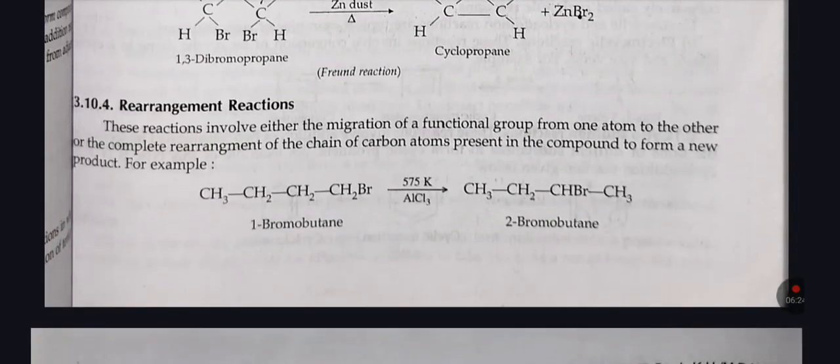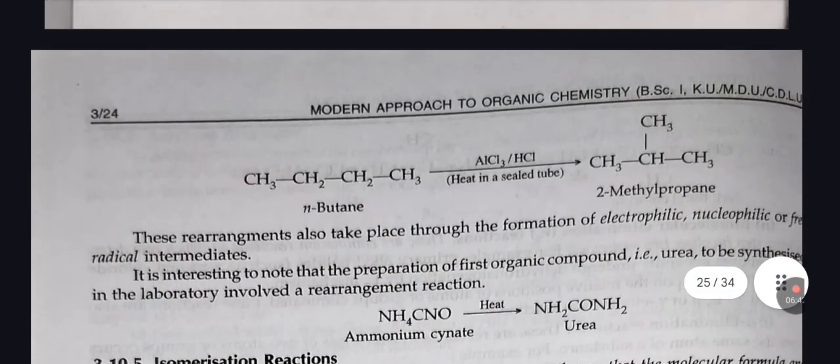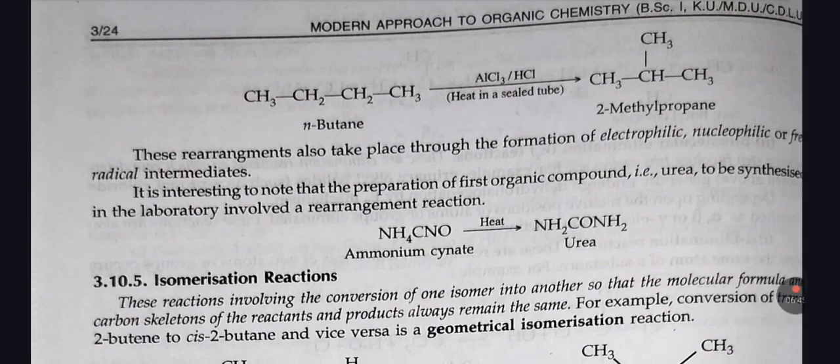Rearrangement reaction. These reactions involve either the migration of a functional group from one atom to the other or the complete rearrangement of the chain of carbon atoms present in the compound to form a new product. For example, 1-bromobutane in the presence of 573 Kelvin temperature and AlCl3 will give 2-bromobutane. N-butane in the presence of AlCl3 or HCl, heat in a sealed tube will give 2-methyl propane. This rearrangement also takes place through the formation of electrophile, nucleophile or free radical intermediates.